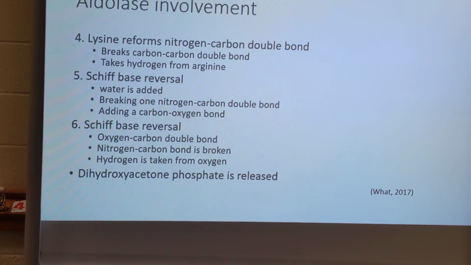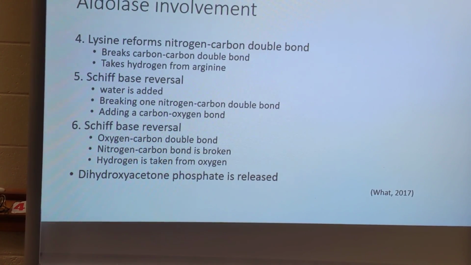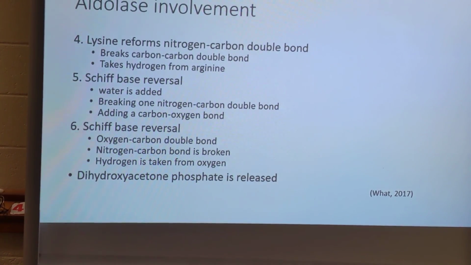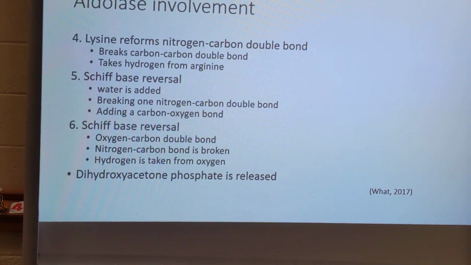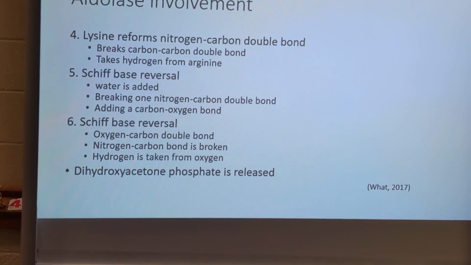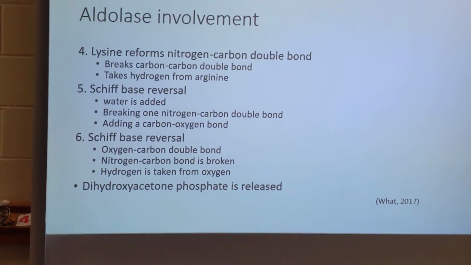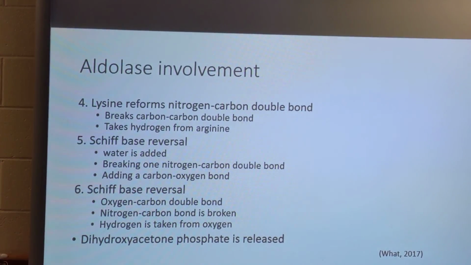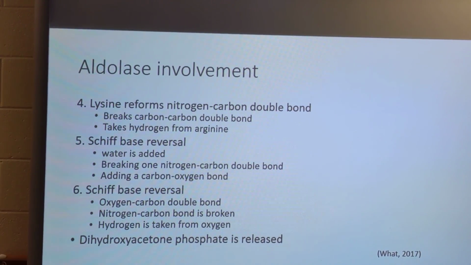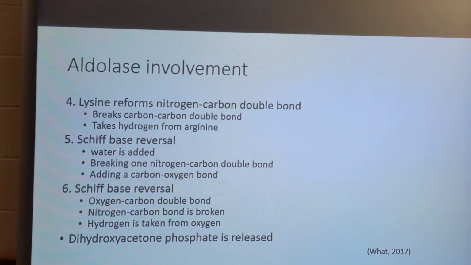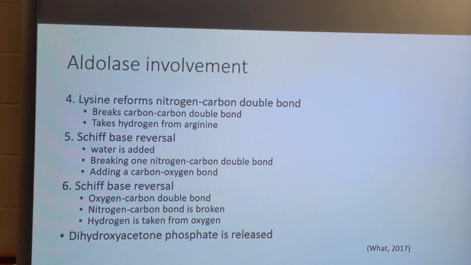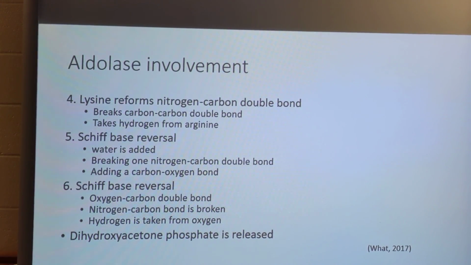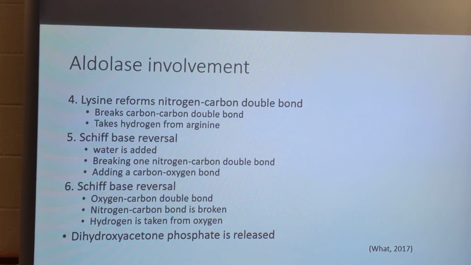This is the lysine reforming in the nitrogen carbon double bond. This breaks the carbon-carbon double bond and takes a hydrogen from adenine, and both the fifth and sixth steps are shift-based reversals.